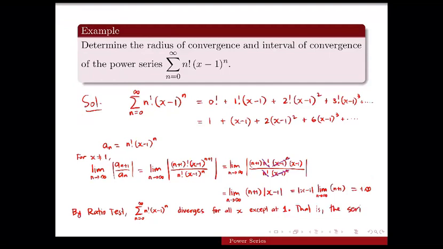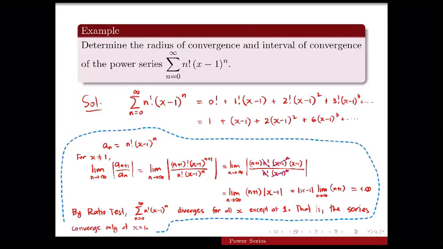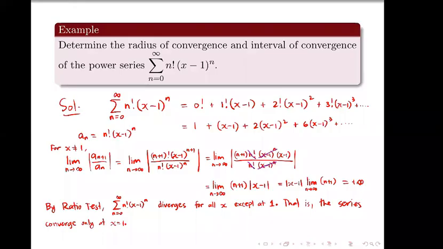Okay? That is, the series converges only at x equals 1. So what does this mean for us? The radius of convergence will just be equal to 0. By the way, starting on the next example, I'll just write the radius of convergence as ROC. So the radius of convergence is R equals 0.